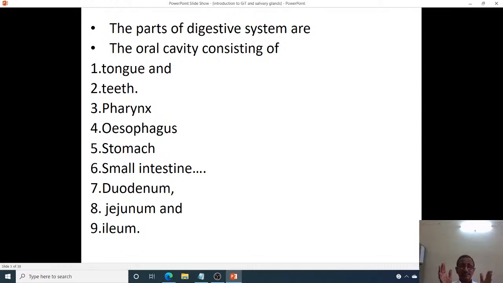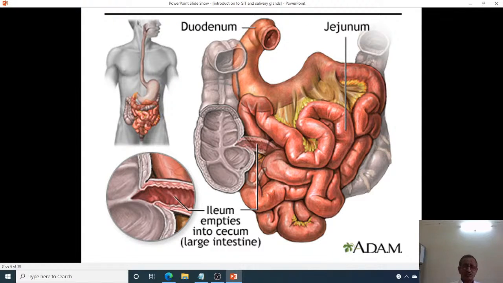In the mouth we have a tongue and teeth, then pharynx, then esophagus, then stomach. After the stomach we have the small intestine, which has 3 parts: duodenum, jejunum, ileum. So starting from the mouth, in the mouth we have tongue and teeth, then pharynx, then esophagus, then stomach, and in the small intestine duodenum, jejunum and ileum. Of course here we are showing this is the duodenum and this part is the jejunum and the last part is the ileum.